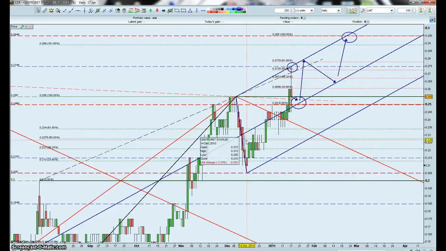and I'll start looking for an entry if it wanted to hold support. Where it wanted to hold support, I'd be getting in there and looking at that top as the immediate target. And that's me done.